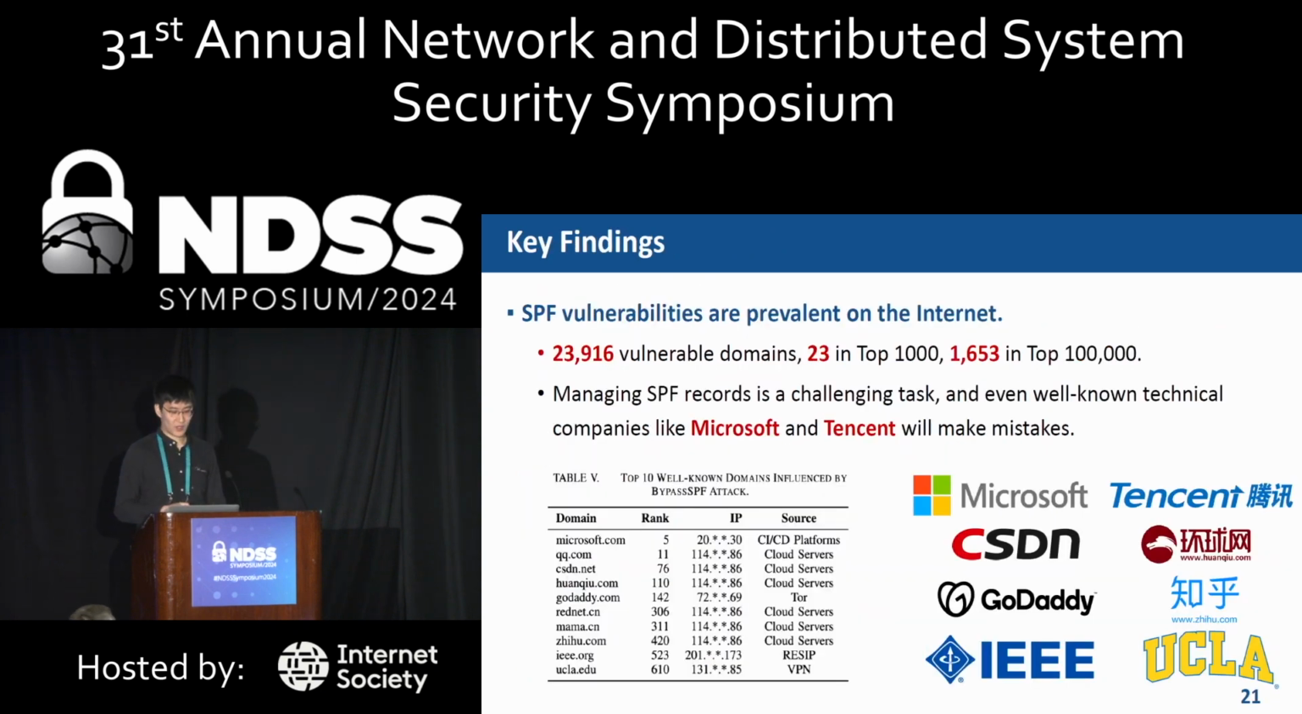In our experiment, we conducted large-scale experiments based on the domain set and the IP addresses we collected before. Our results show that SPF vulnerabilities are prevalent on the internet. More than 23,000 domains are influenced by the BreakSPF attack, with 23 of them belonging to the top 1,000 domains. Our results also uncover that managing SPF records is a challenging task, and even well-known technology companies such as Microsoft and Tencent make mistakes.